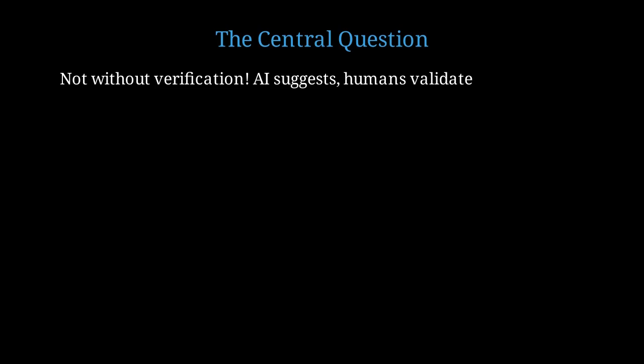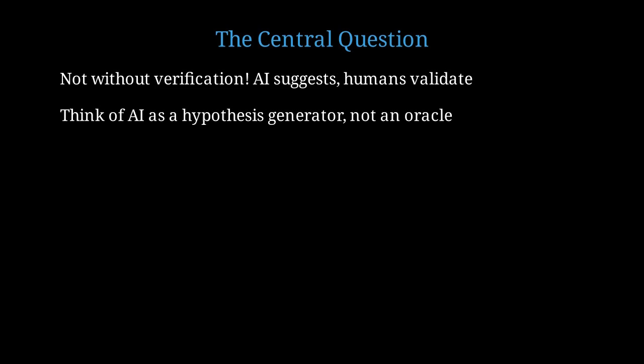AI can suggest gaps, but only humans can verify them through systematic empirical testing. Think of AI as a hypothesis generator, not an oracle. Every gap it suggests is a hypothesis that must survive skeptical scrutiny. We will walk through an 8-step validation workflow. Each step is designed to reduce false positives while maintaining scientific rigor.